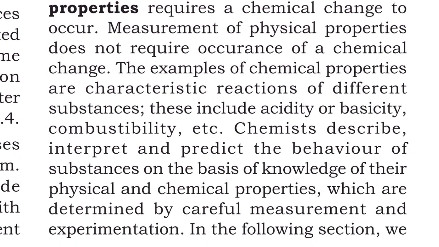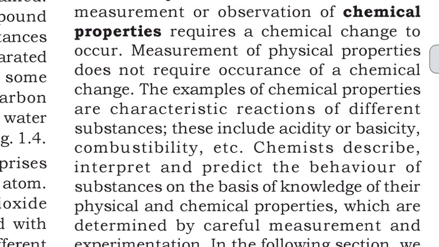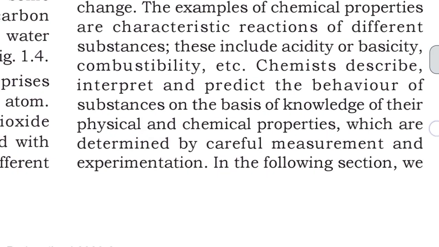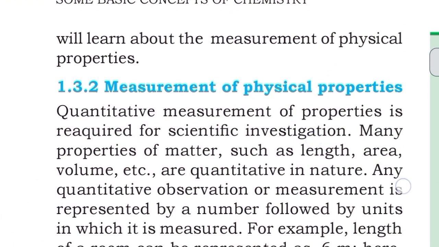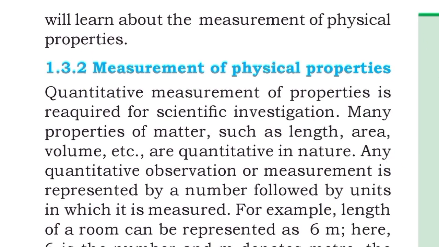The examples of chemical properties are characteristic reactions of different substances. These include acidity or basicity, combustibility, etc. Chemists describe, interpret, and predict the behavior of substances on the basis of knowledge of their physical and chemical properties, which are determined by careful measurement and experimentation. In the following section, we will learn about the measurement of physical properties.